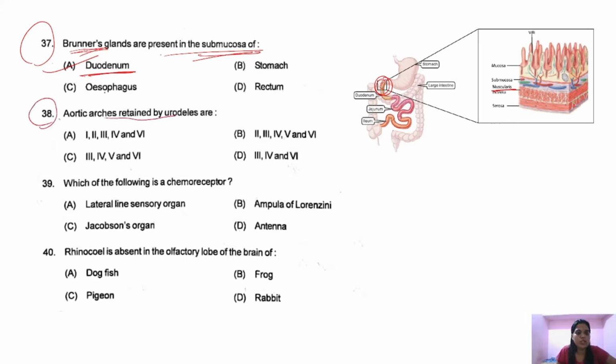38. Aortic arches retained by urodeles are, options are... Again, option number 3, that is C, will be the right answer. 3, 4, 5 and 6.